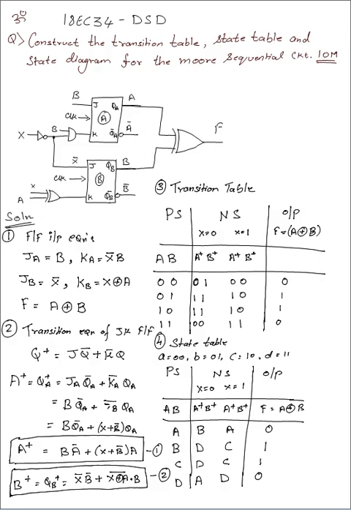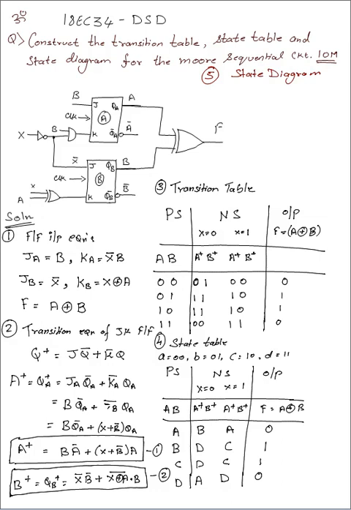Now, how do we draw the state diagram? That is the final part of it. So, let me just quickly sneak in here. Okay. So, the fifth step, I am writing it here because of the space constraint, is to draw the state diagram. So, how many states do we have?